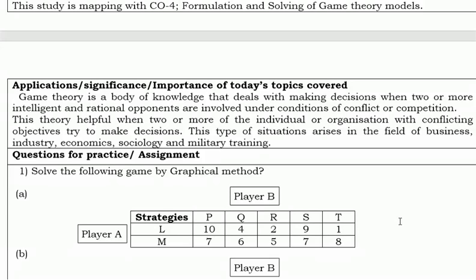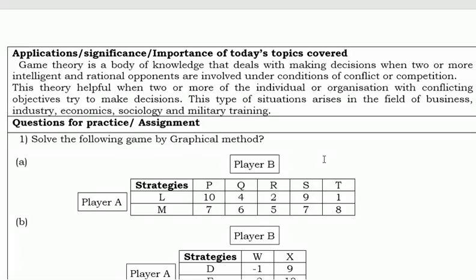Game theory is a body of knowledge that deals with making decisions when two or more intelligent rational opponents are involved under conditions of conflict or competition. Such situations usually arise in the fields of business, industry, economics, sociology, and in military training.